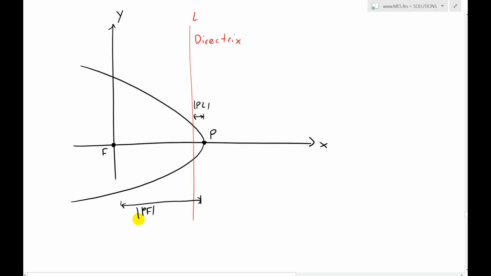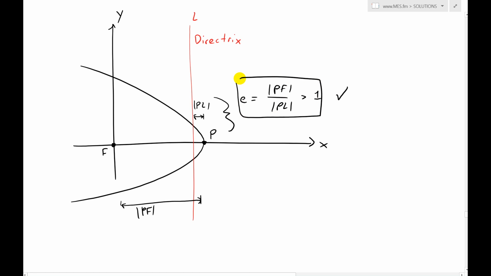So in this case, we have E is equal to, remember, PF divided by PL. This is going to be greater than 1. So for this case, it's okay, but the issue is it's not always going to hold true. Now let's say instead we have a point over here. Let's call this one P, and it's still going to be on this line like that.